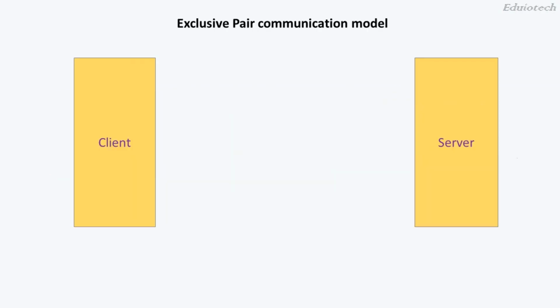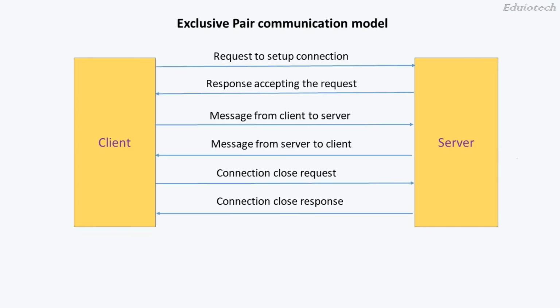In the exclusive pair communication model, a dedicated communication link is set between the client and server. This provides full duplex, and bidirectional communication between the client and server. Once the connection is established, it remains open until the client sends a request to close it. The exclusive pair communication model is a stateful type of communication, and the server is aware of all the open connections.